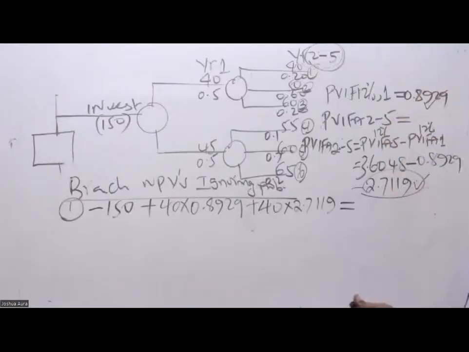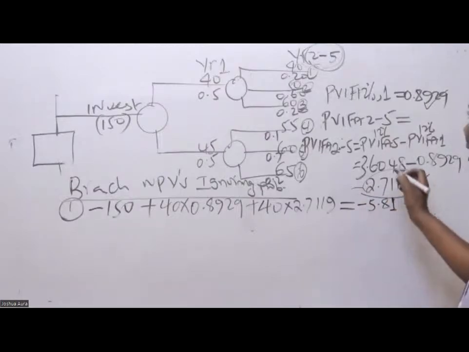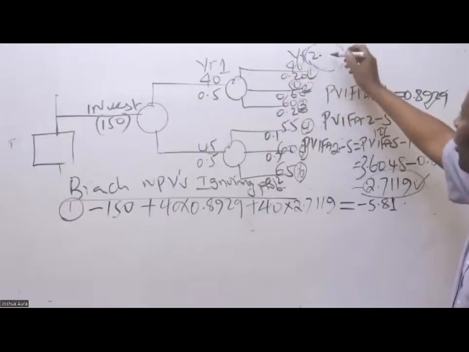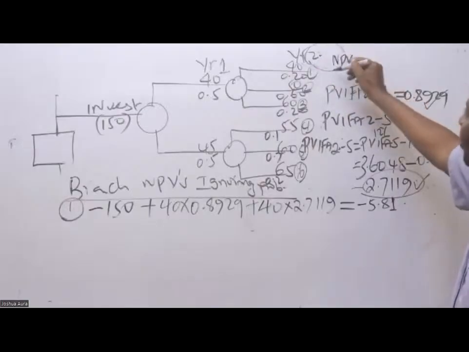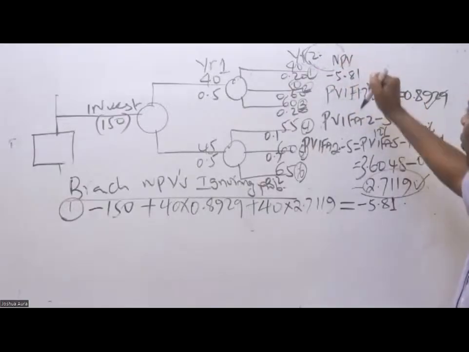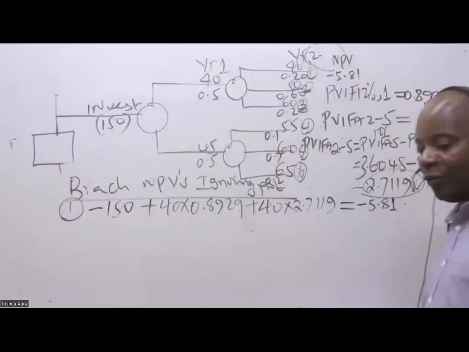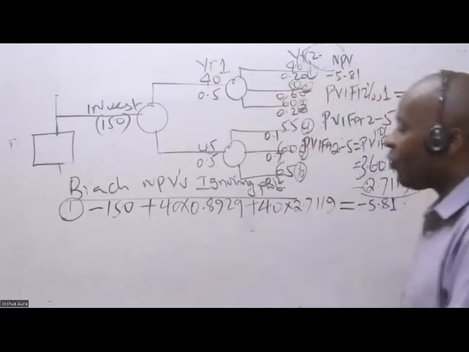Minus 5.81. Thank you so much. So minus 5.81 is the answer. The NPV for the first branch is minus 5.81.